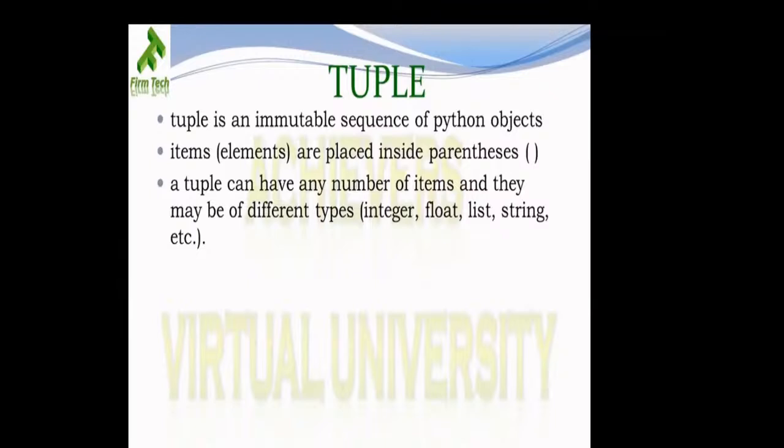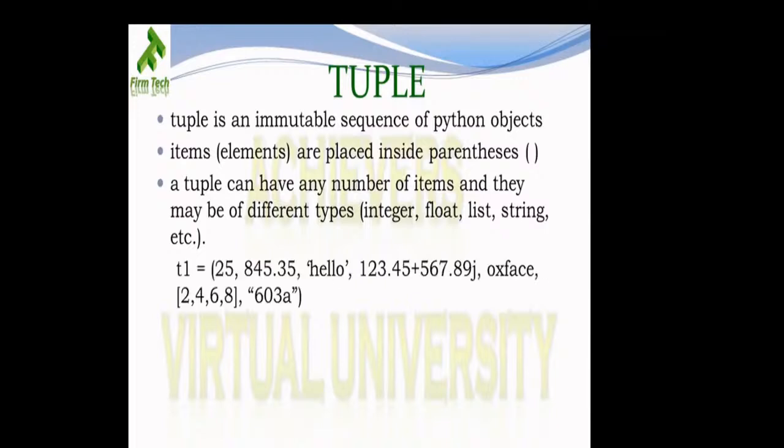The elements are placed inside the parenthesis, and this tuple may contain a number of items, and these items may belong to different data types, maybe integer, float, string, list, and so on. So here we have a tuple with variable name T1, which contains the elements 25, 845.35, hello, 123.45 plus 567.89J, and a hexadecimal value 0xFACE, and a list 2468, and another one string 603A.